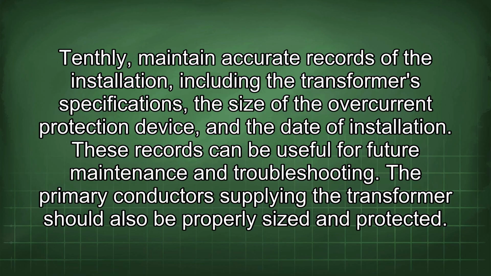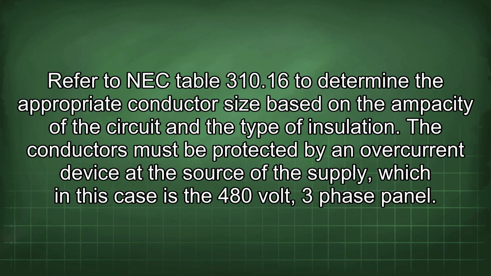The primary conductors supplying the transformer should also be properly sized and protected. Refer to NEC Table 310.16 to determine the appropriate conductor size based on the ampacity of the circuit and the type of insulation. The conductors must be protected by an overcurrent device at the source of the supply, which in this case is the 480 volt, 3-phase panel.